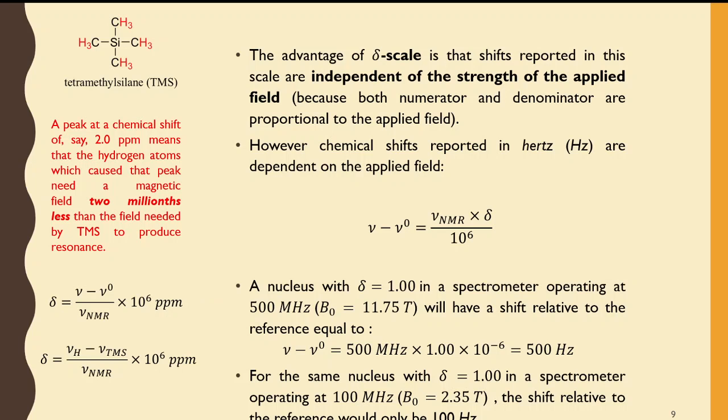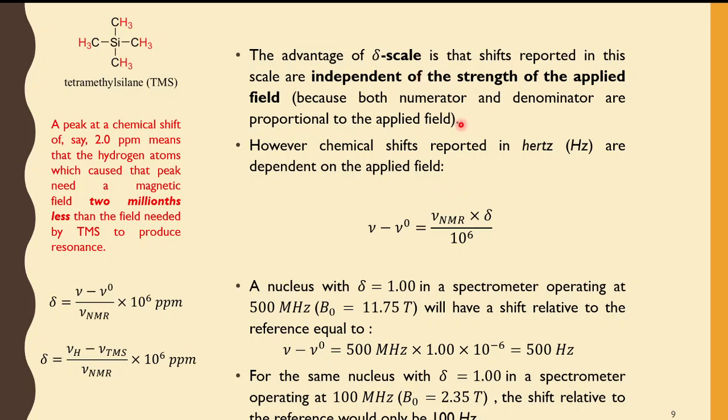Now, the advantage of using the ppm scale in evaluating the chemical shift is that it is independent of the strength of the applied field. Because of the nature of the numerator, the denominator is proportional to the applied field. But if it's reported in hertz, that's dependent on the applied field.